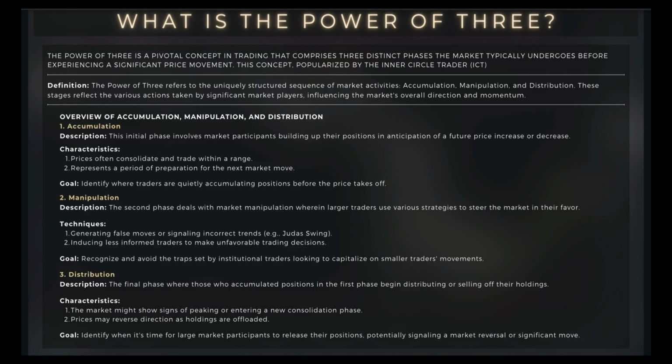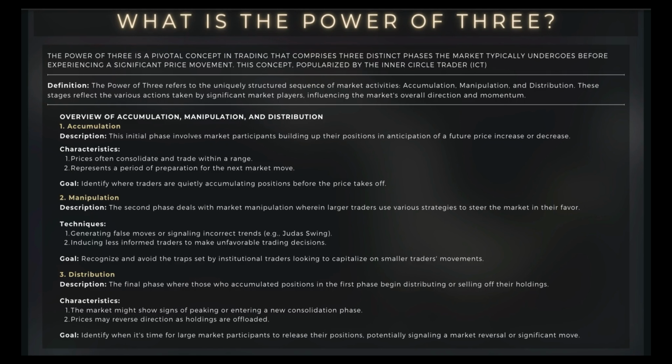Now, the definition. The Power of 3 refers to the uniquely structured sequence of market activities. In other words, there's a specific sequence that ICT claims the algorithm does: first accumulation, then manipulation, and lastly distribution. These stages reflect the various actions taken by significant market players, influencing the market's overall direction and momentum. Now, you will see a lot of this being repeated throughout the presentation, but I do it on purpose to ingrain it in your head, so hopefully it'll be easier for you to understand and use after the end of this video.